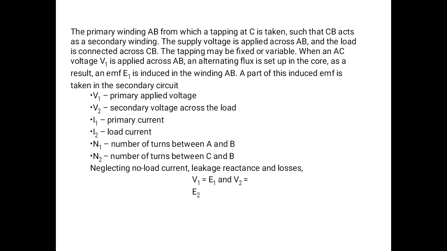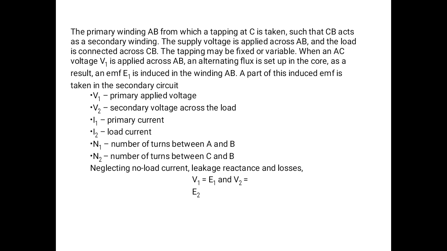When an AC voltage of V1 is applied across AB, an alternating flux is set up in the core. As a result, an EMF is induced in the winding AB. So a part of this induced EMF is taken in the secondary circuit using tap setting. Means the EMF induced in the winding is due to electromagnetic induction.